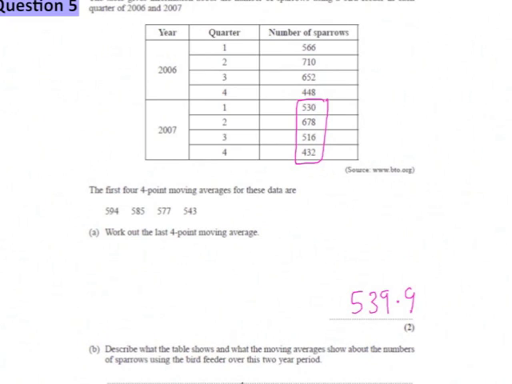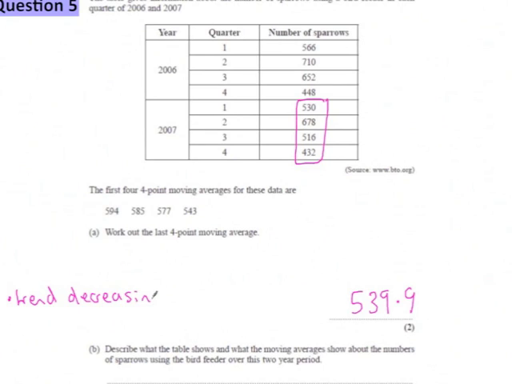We're then asked to describe what the table shows and what the moving averages show about the number of sparrows using the bird feeder over this 2-year period. Now there's 2 marks available for this. So our first mark is from saying that the trend is decreasing. We can see here from the moving averages, the numbers decreasing. So the trend is decreasing.